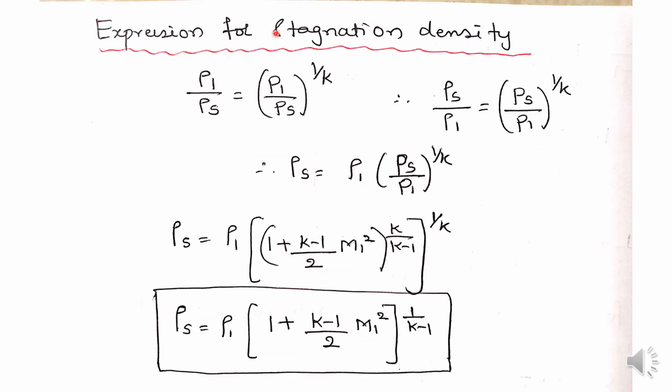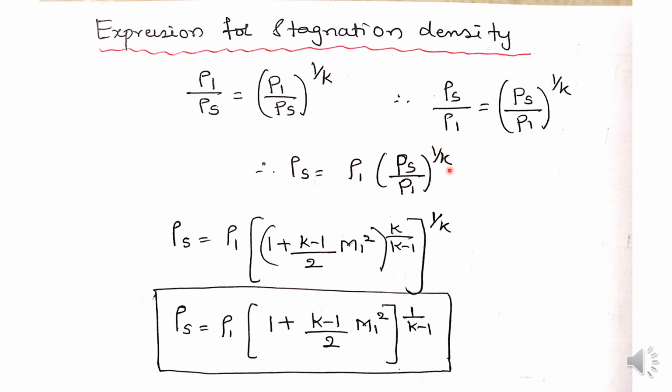P1 divided by ps to the power 1 divided by k. The same equation I will write in this form: rho s divided by rho 1 will be equal to ps divided by p1 to the power 1 divided by k. Therefore rho s is equal to rho 1 into (ps divided by p1) to the power 1 divided by k, where ps divided by p1 is replaced by this equation.